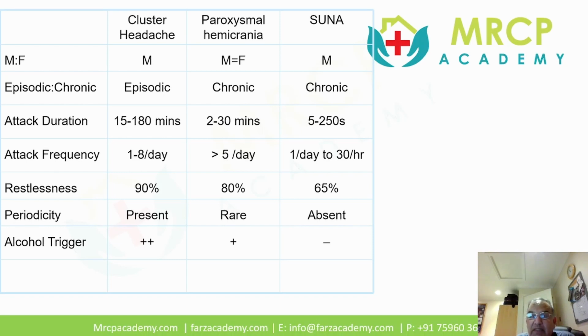Paroxysmal hemicrania is, as mentioned, one side of the head. It never exceeds more than 30 minutes. You can have up to 5 attacks in a day, and again the patient is quite restless. Alcohol can to some extent trigger these. SUNA is short-lasting unilateral neuralgiform headaches associated with cranial autonomic symptoms, and these can present with many attacks, up to 30, sometimes in an hour, lasting 5 seconds to 250 seconds at a time. Patients are restless, and these are not generally periodic.